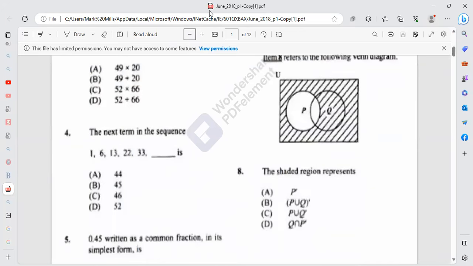So let's go to number 4. For number 4, we have 1 to 6 to 13 to 22 to 10. So plus 5, plus 7, plus 9. Then the next one plus 13. So what do we get? So 33 plus 13 will give me 46, right? Good.